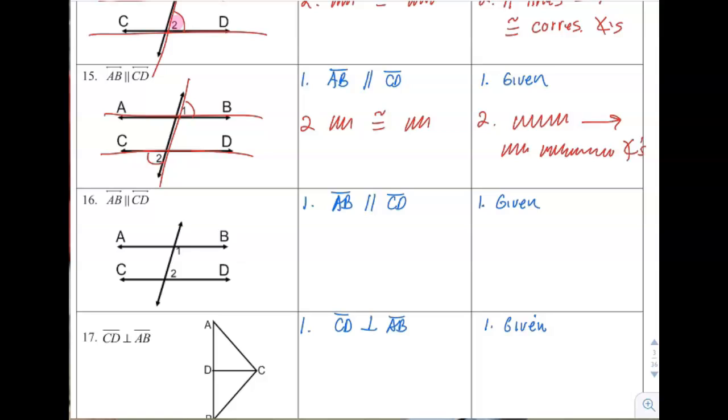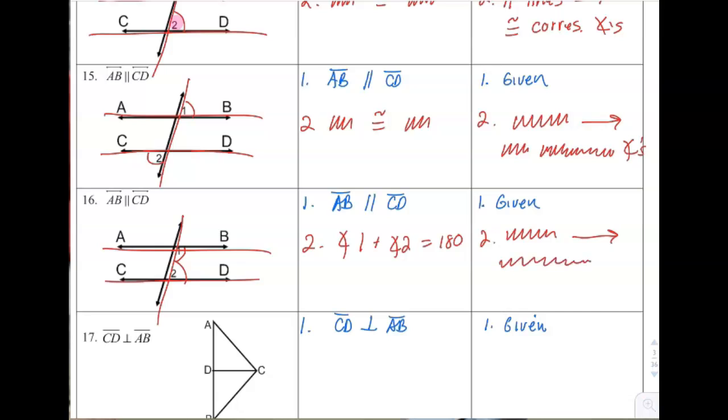This one's a little bit different because they're not congruent. If you have two parallel lines here, these two, one's acute and one's obtuse, they are supplementary. So you can say angle 1 plus angle 2 equals 180 because parallel lines lead to supplementary angles, or same-side supplementary angles.